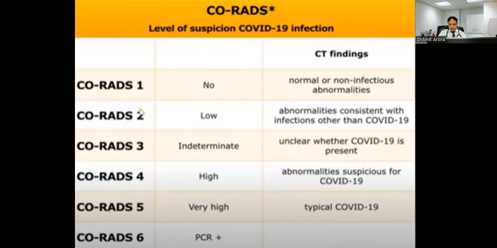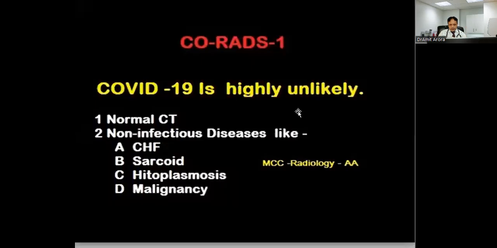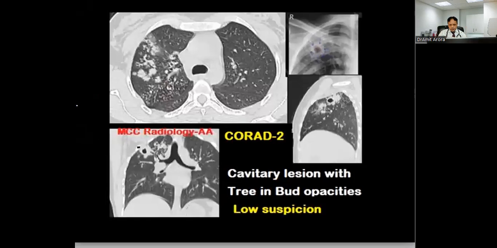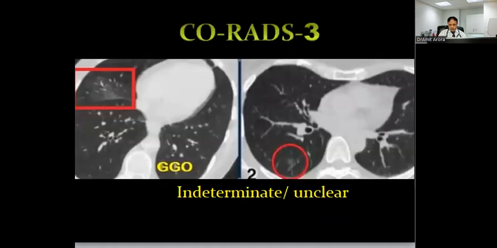So let us go through this and try to understand what it is. CO-RADS 1 is anything non-infectious pathology or normality. CO-RADS 2, as I told you, you can see here a tree-in-bud appearance. This is tuberculosis or a cavitary lesion. So bacterial infection is there. This is not COVID, it is non-COVID. Now CO-RADS 3.